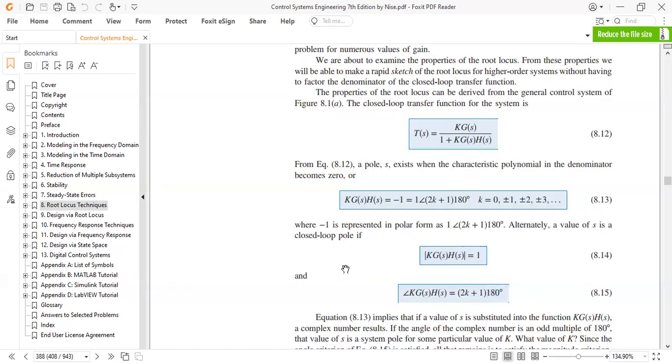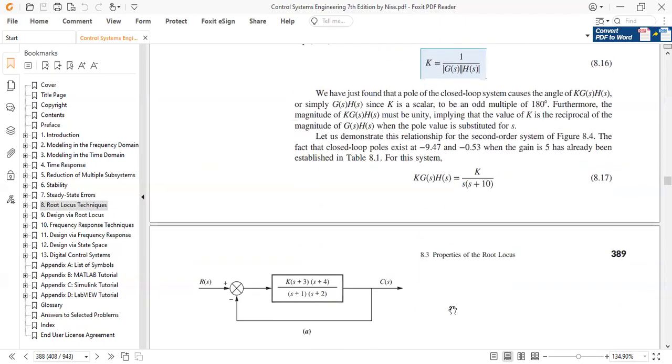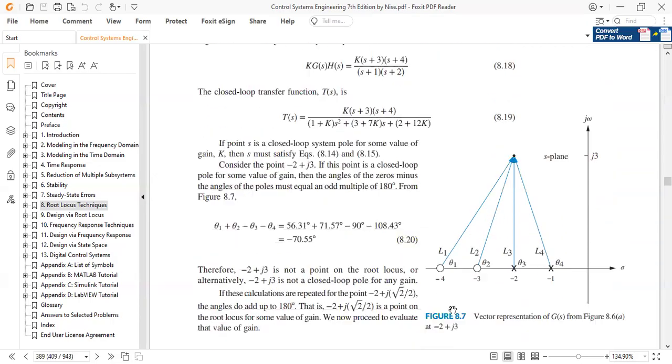Okay. So now we have two conditions: if a point is a pole of this closed loop transfer function, that is, what we call a closed loop pole, the point will make the magnitude of KG(s)H(s) equal to 1, and the angle at that point would be equal to 180 degrees or the odd multiple of it. So you must be thinking, why is this important? Let's have a look at this figure.